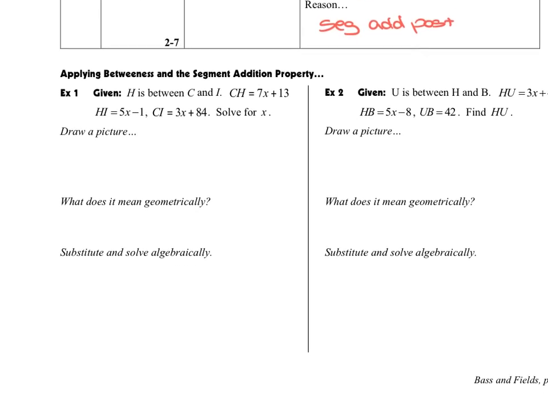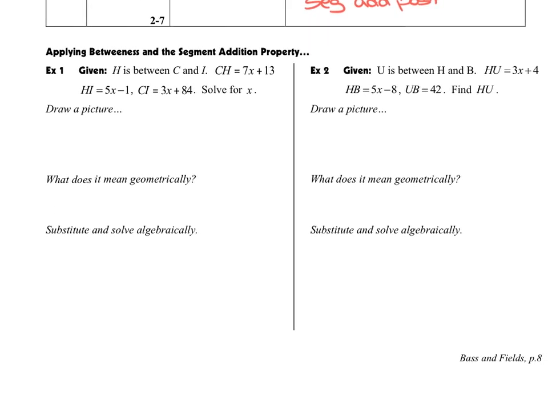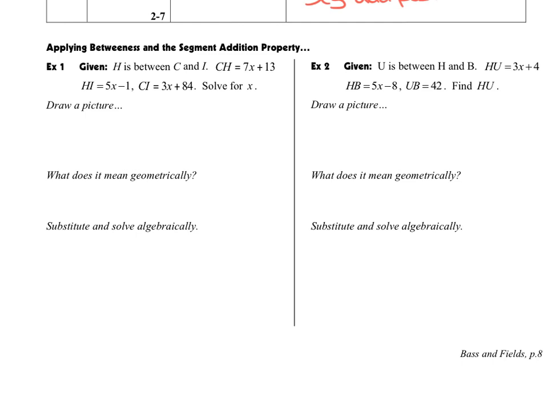Now let's look at some examples. How can we apply this idea? How can this be useful for us? So here we are in example 1. We can see that we've got H is between C and I. We've got that key word going on here, this key word of between. And now we're going to specifically be asked to solve for our variable.